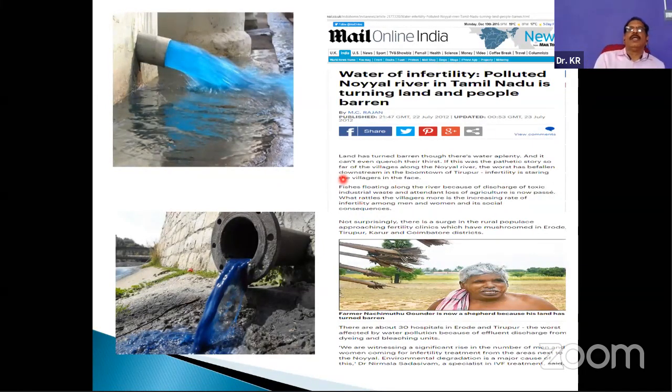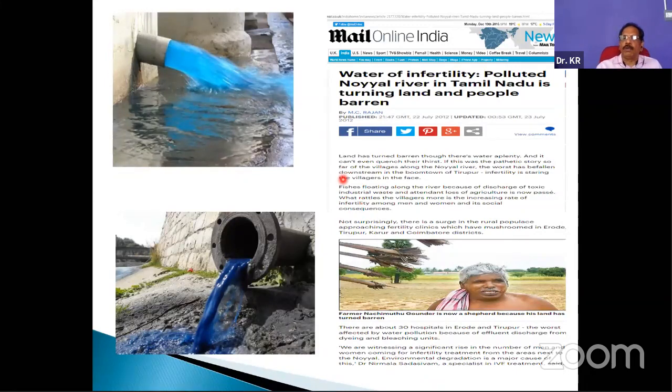And even though there are strict regulations, some small scale and medium scale industries discharge their effluents without any purification or treatment. They contaminate the water sources, especially the Noyyal River, which covers almost all the four districts.